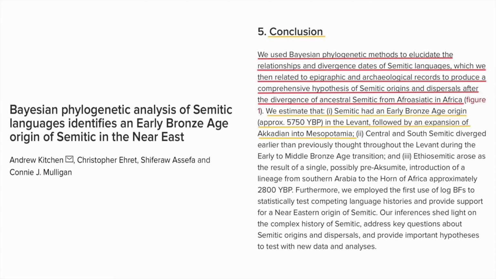According to the paper titled "The Bayesian Phylogenetic Analysis of Semitic Languages Identifies an Early Bronze Age Origin of Semitic in the Near East," it reads, "We estimate that Semitic had an early Bronze Age origin approximately 5,750 years before present in the Levant, followed by an expansion of Akkadian into Mesopotamia."